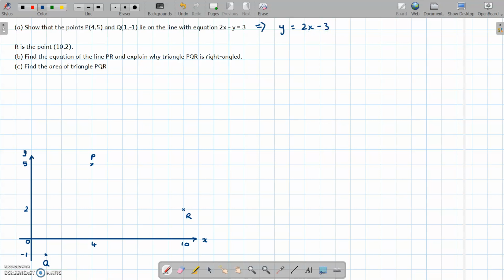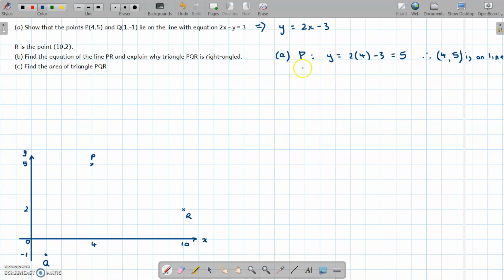And now we're going to substitute the coordinates for P in and show that it works. So when x equals 4, for point P, we've got that y equals 2 times 4 minus 3. 2 times 4 is 8, minus 3, which equals 5. So it works for that. Therefore, 4, 5 is on the line.